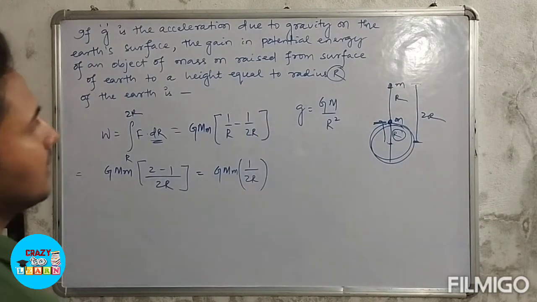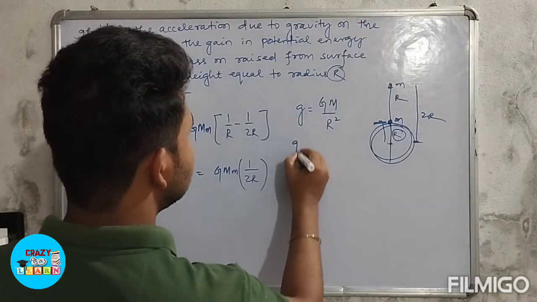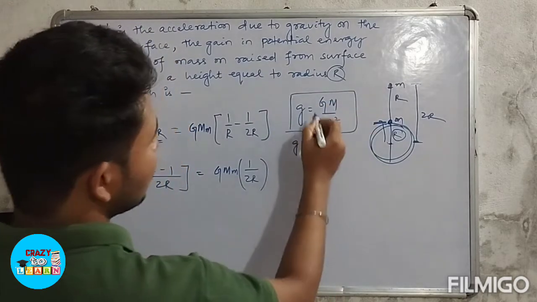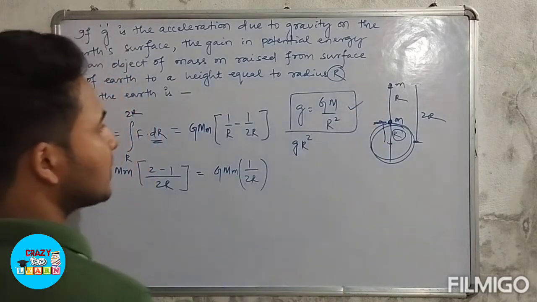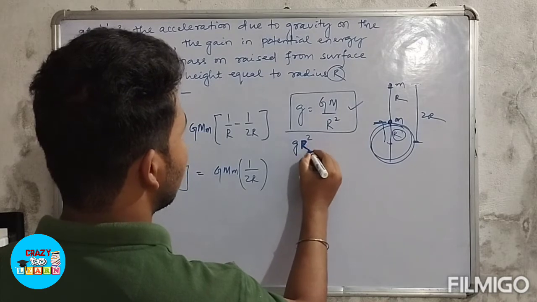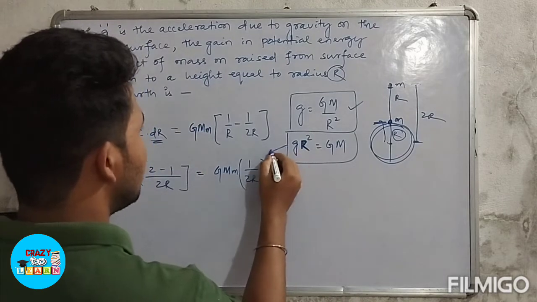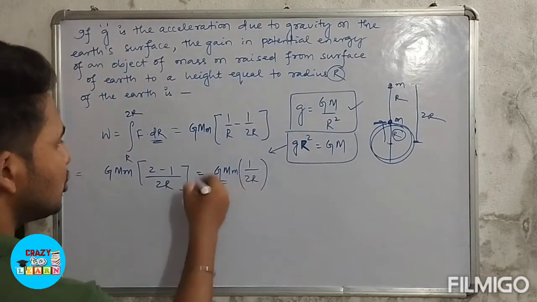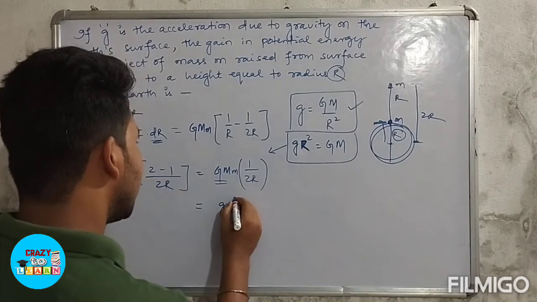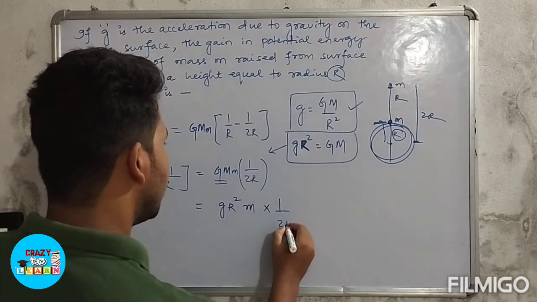Okay, so what will you get? We know acceleration due to gravity small g is equal to capital Gm by r square. So we can write small g r square is equal to capital Gm. Okay, just put here in the place of capital Gm. What will you get? Small g capital R square into small m into 1 by 2r.